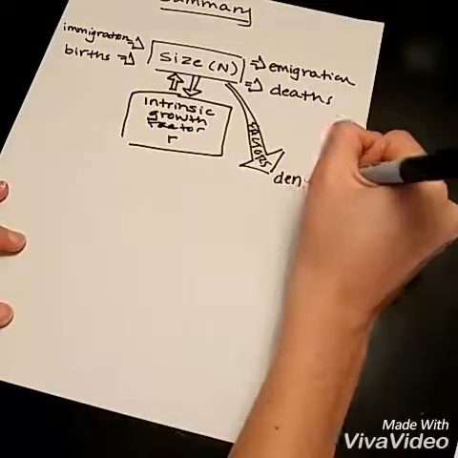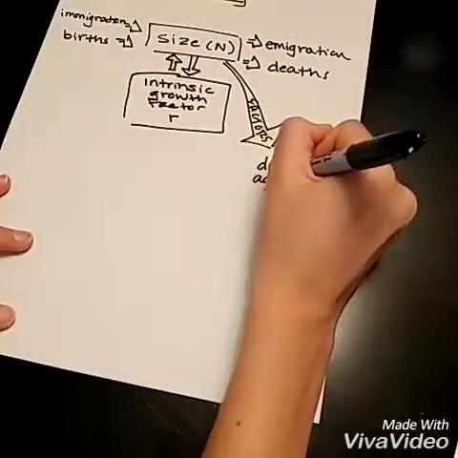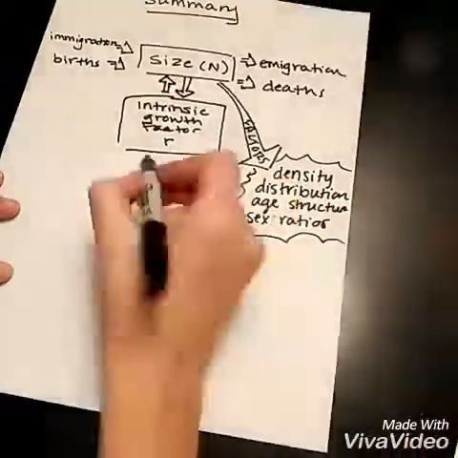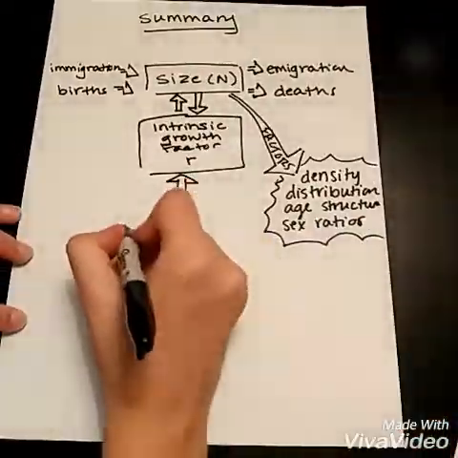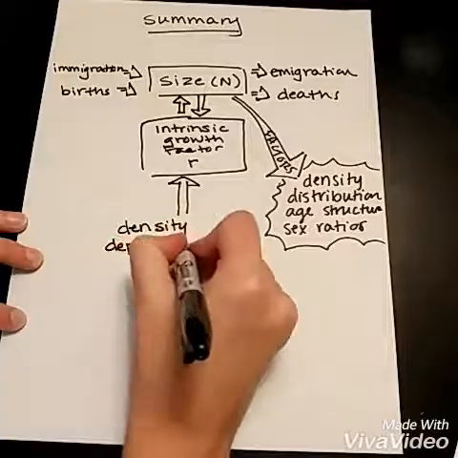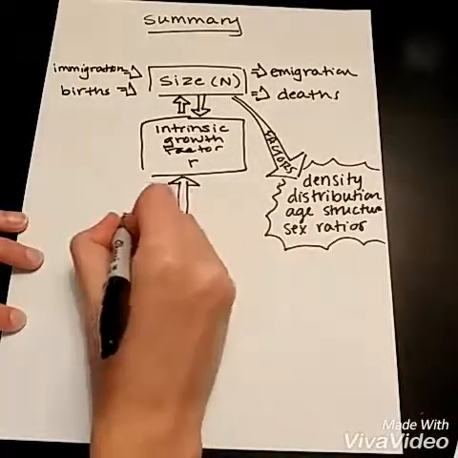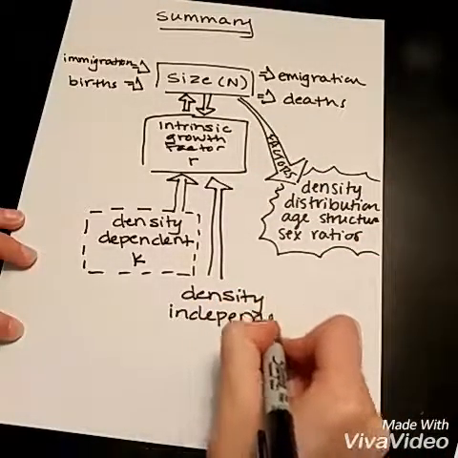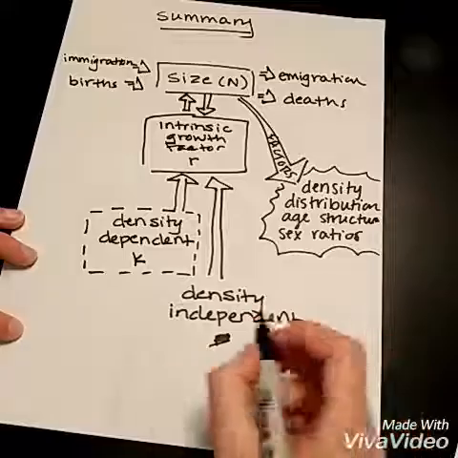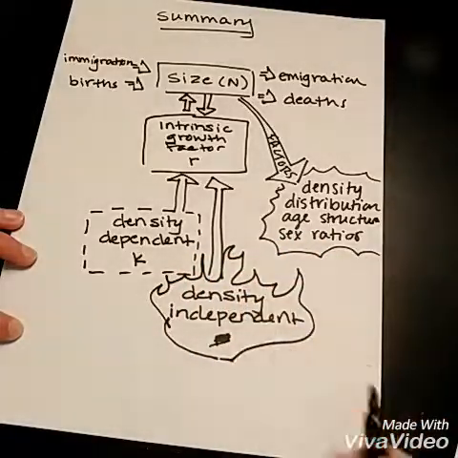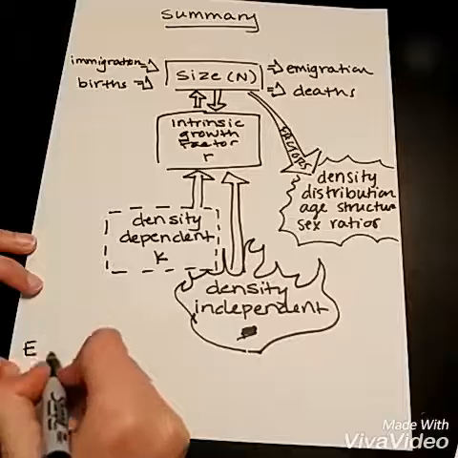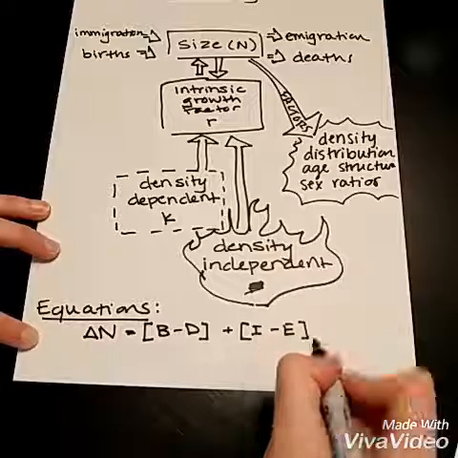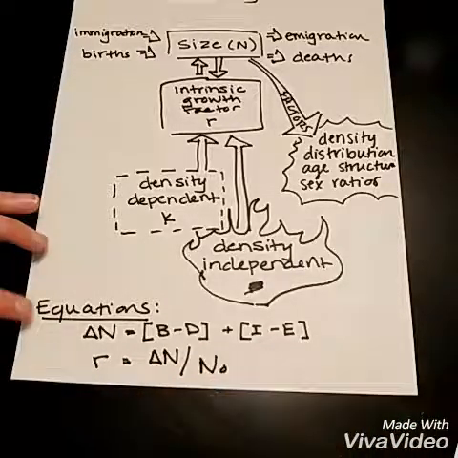Next, we have the additional factors we can look at in the population. We have our density, our distribution, our age structure, and our sex ratios. Next, we have our factors that affect intrinsic growth rate. We have our density dependent, which is our carrying capacity. And then we have our density independent, which is our chance encounters like fires, floods, natural disasters, etc. Then we have our lovely equations that we can use to calculate basic change in population and the increase-decrease rate of the population.